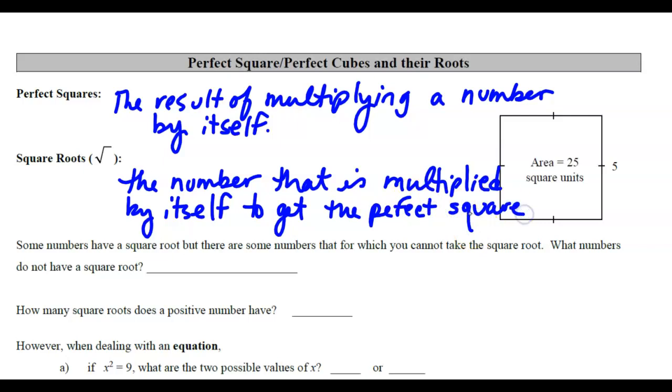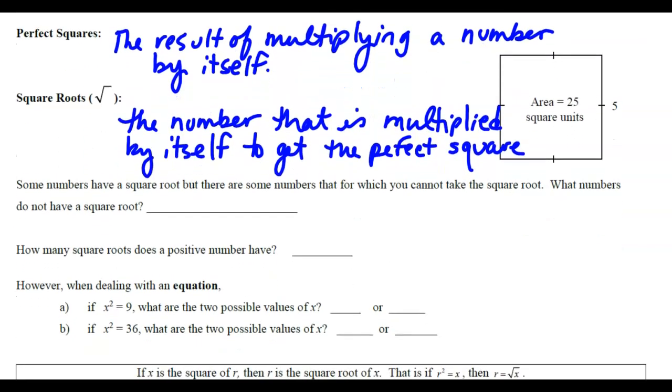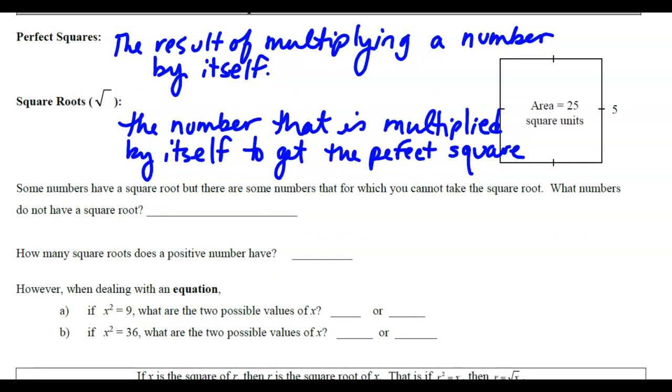I know my writing's not great on this tablet, but it's better than using the board because, as I mentioned before, the board doesn't read anything properly. Okay, so this is the number that is multiplied by itself to get the perfect square. So if we've got 9, the square root is 3.